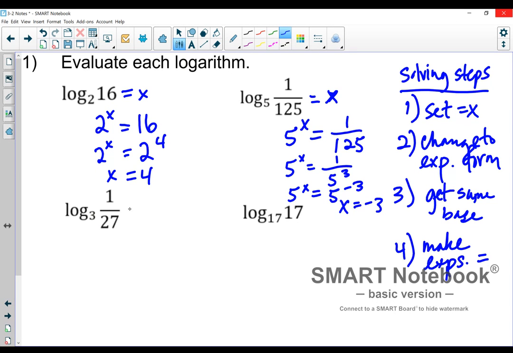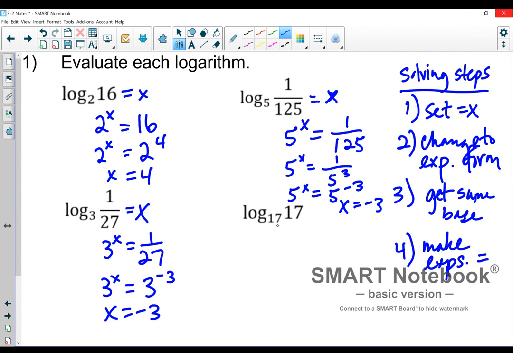Next one, log base 3 of 1/27. So again, I'm looking for an exponent. It's like 3 to what power equals 1/27th. That's what logarithms are. So I set it equal to x. 3 raised to the x power equals 1/27th. 27 is 3 to the third, but it's in my denominator. So again, 3 to the x power is going to be 3 raised to the negative third power, and so x equals -3.